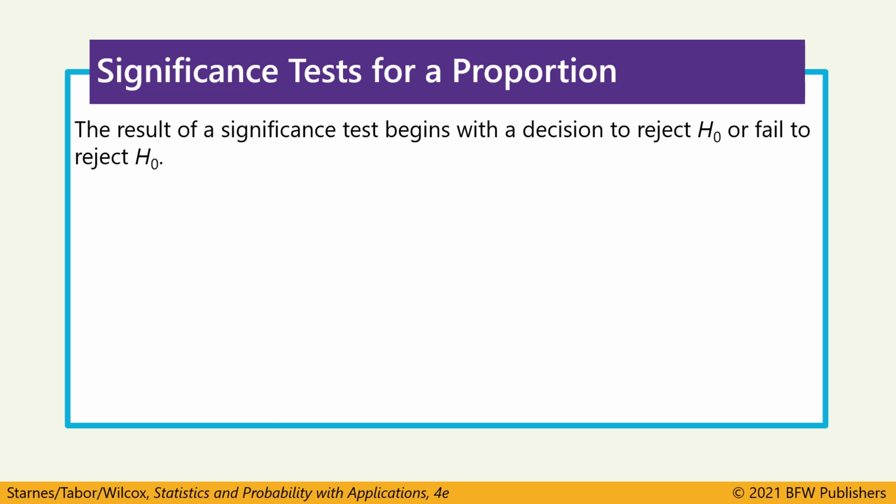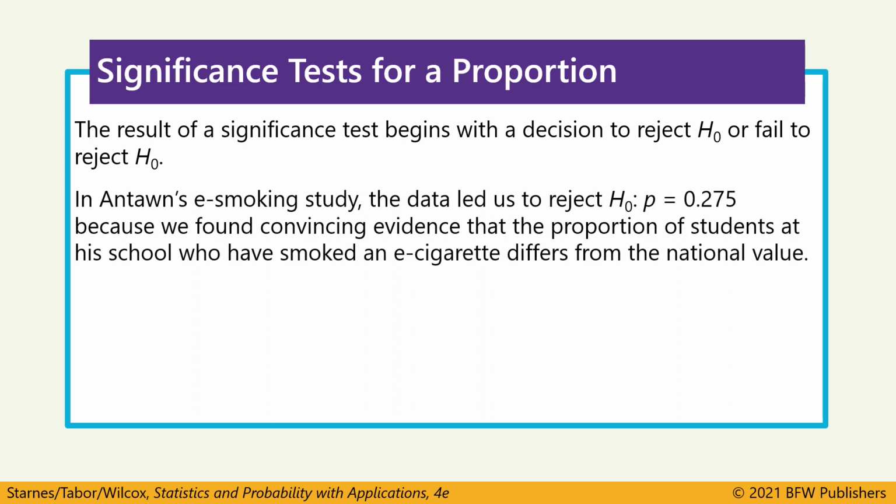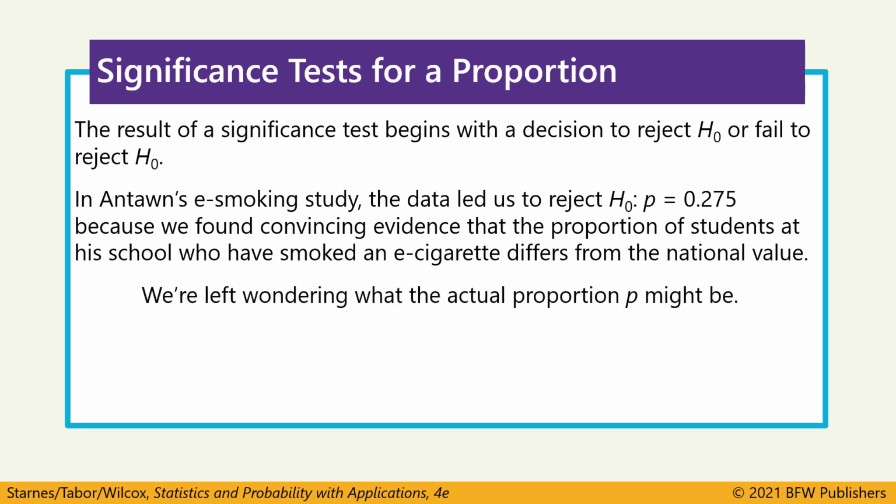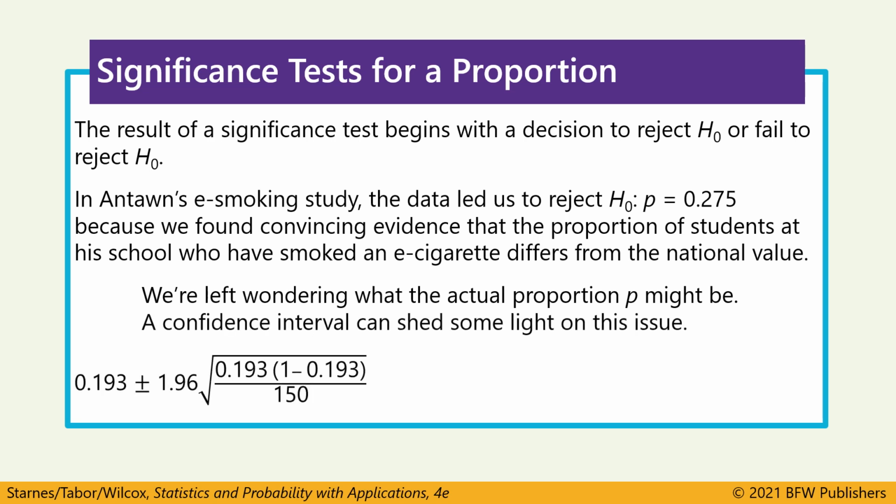Now let's tie this into what we did last chapter with confidence intervals. So with hypothesis tests, we're answering a yes or no question. Is the rate at Anton School different than the national rate? Based on our hypothesis test and a small p-value, we conclude that yes, it is different, but we're not given any information about what the proportion at his school actually is. And to do that, we would have to create a confidence interval.